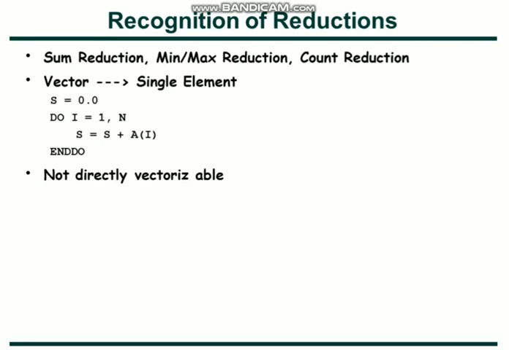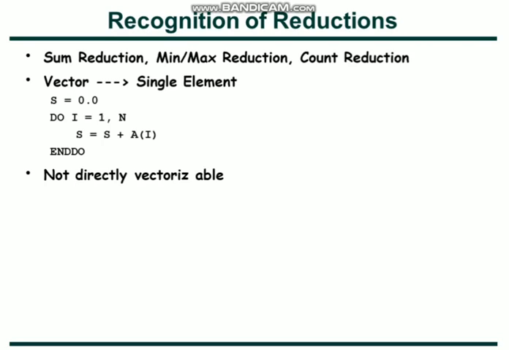And if an array is given and you want to recognize the minimum value or maximum value of those array elements, then that is known as min max reduction. Similarly, if you want to count array elements, then that is known as count reduction. So an example of sum reduction is given here.